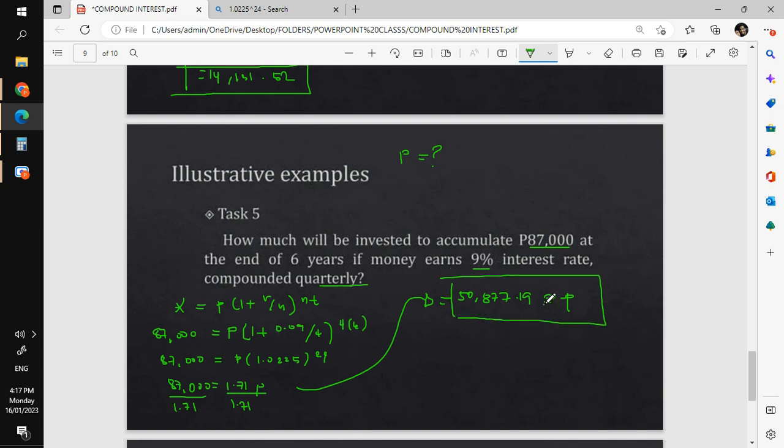So approximately, since we rounded it off, this is approximately 50,877.19. Okay, that's it.